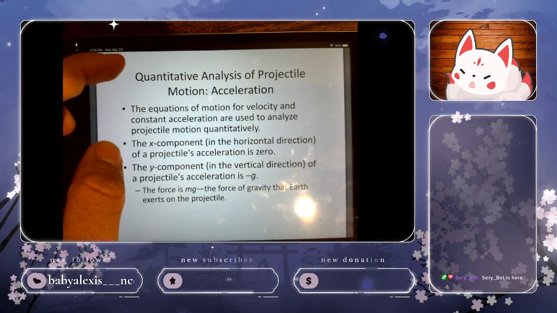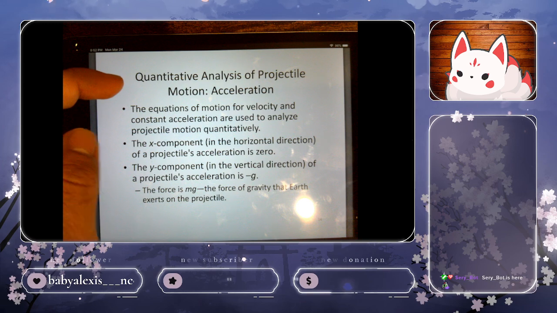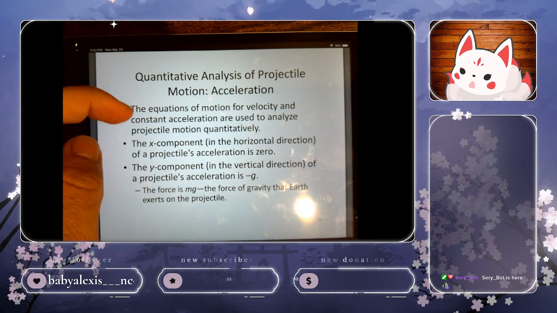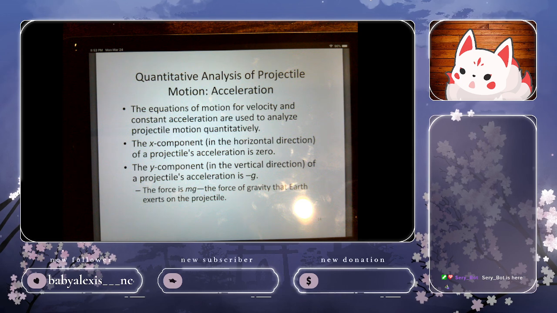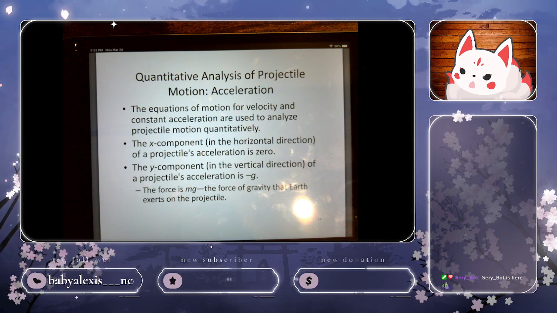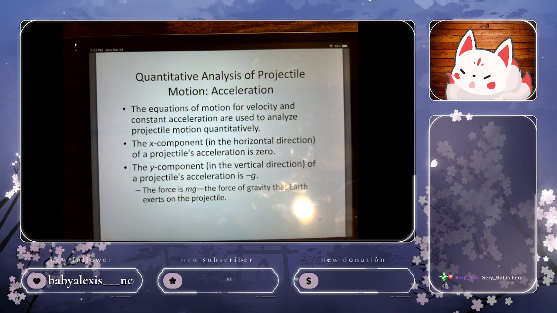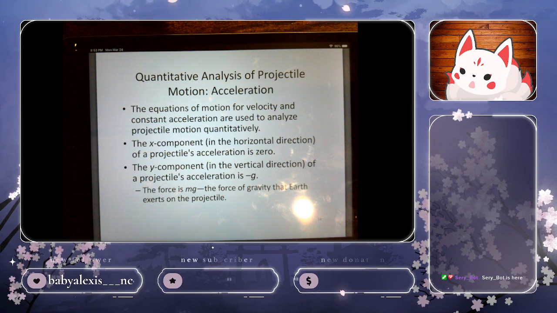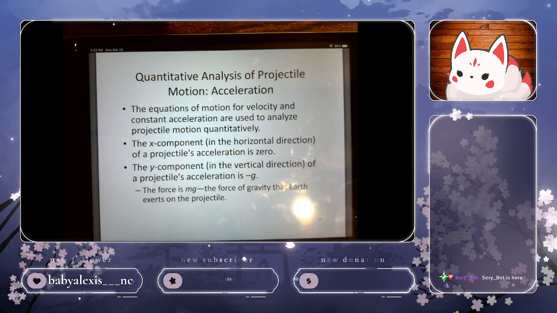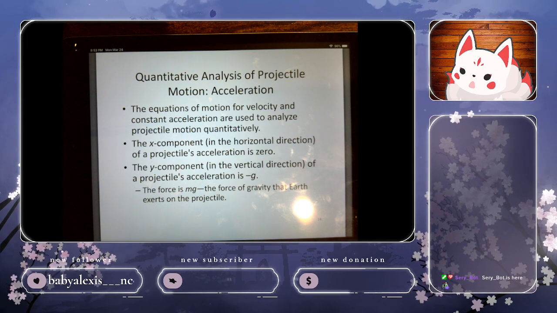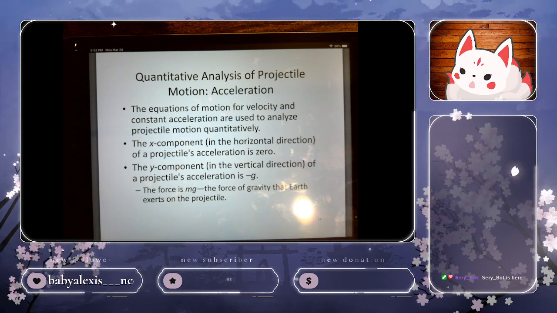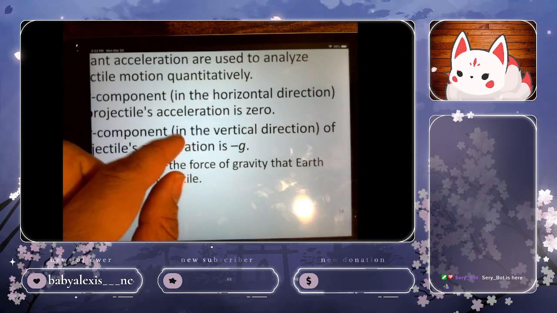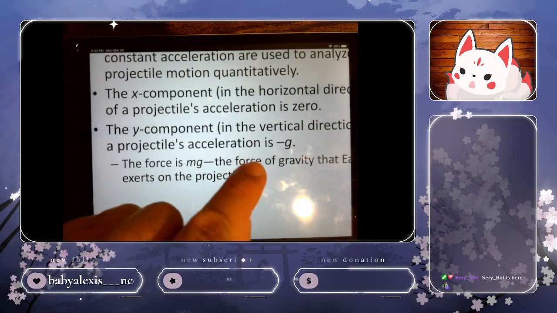Quantitative analysis of projectile motion acceleration. The equations of motion for velocity and constant acceleration are used to analyze projectile motion quantitatively. The x component in the horizontal direction: the projectile acceleration is 0. And the y is the constant I was talking about, which is the projectile's acceleration, which is negative g.